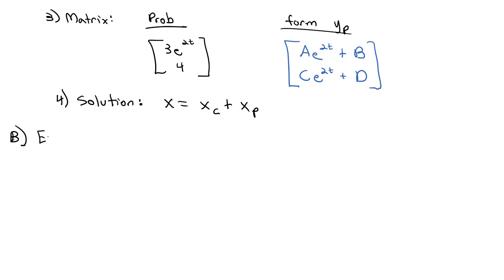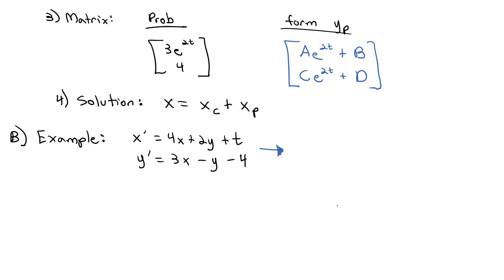Let's look at an example where we solve x prime is equal to 4x plus 2y plus t, and y prime equals 3x minus y minus 4.